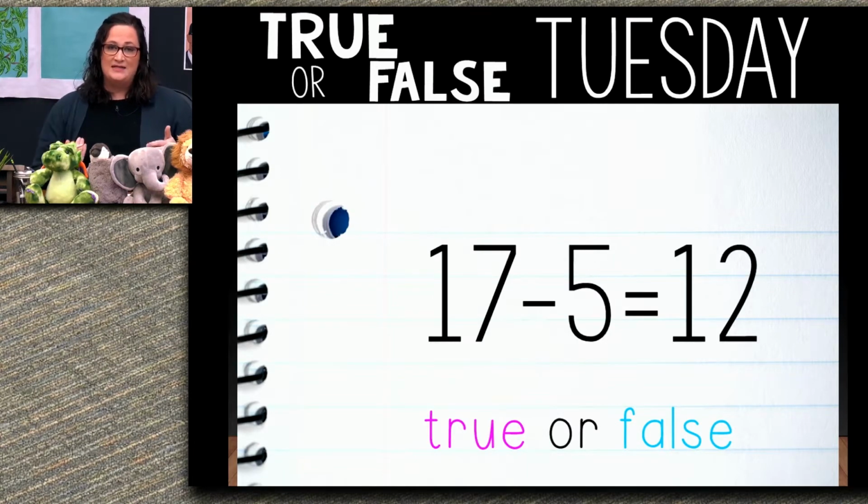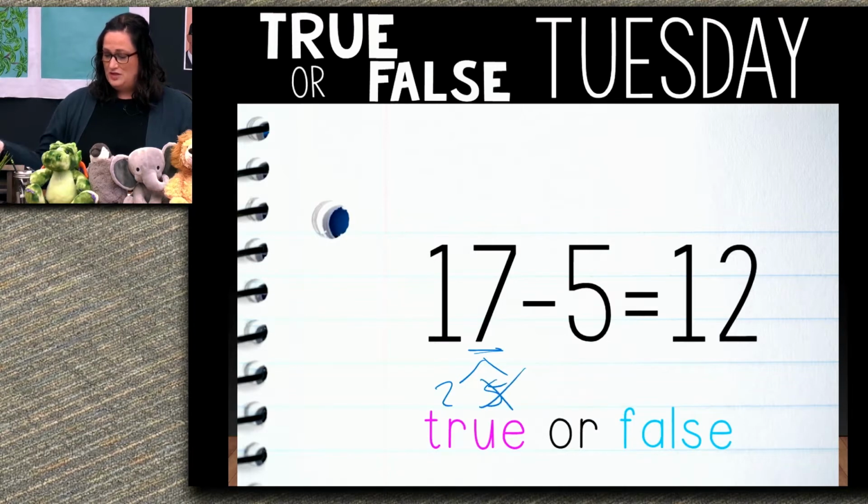17 minus 5 equals 12. True or false? Ding, ding, ding, ding, ding. If I'm at 17 and I hop back 5, well, I can just look at 7 and I know that 7 is made of 2 and 5. So I know I'm gonna have 12. Easy peasy. Ding, ding, ding, true.